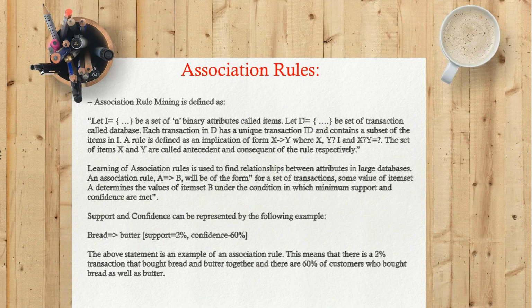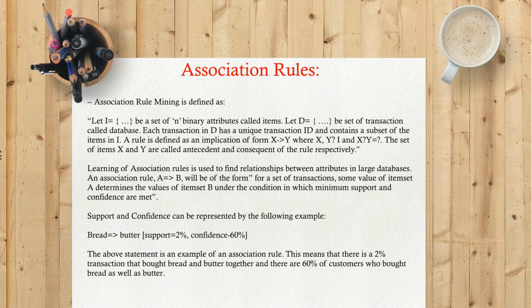Association rules. Association rule mining is defined as follows: let I be a set of n binary attributes, called items. Let D be a set of transactions, called the database. Each transaction in D has a unique transaction ID and contains a subset of the items in I. A rule is defined as an implication of the form X implies Y, where X and Y are subsets of I. The sets of items X and Y are called the antecedent and consequent of the rule respectively. Learning of association rules is used to find relationships between attributes in large databases.